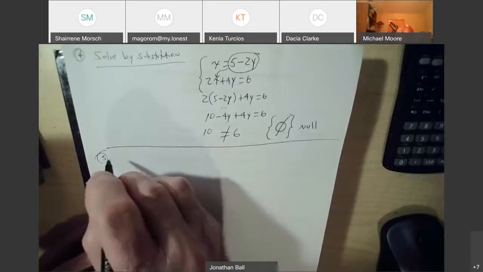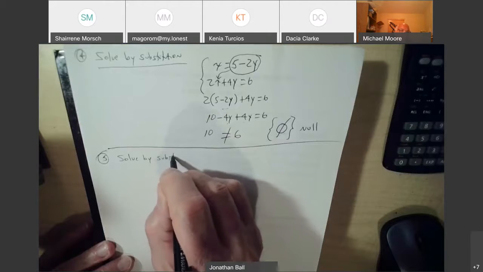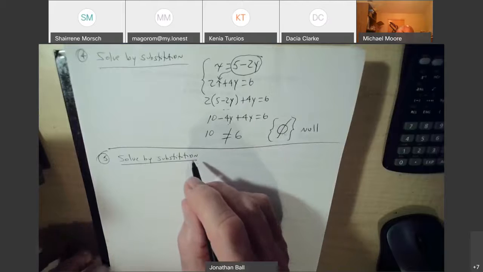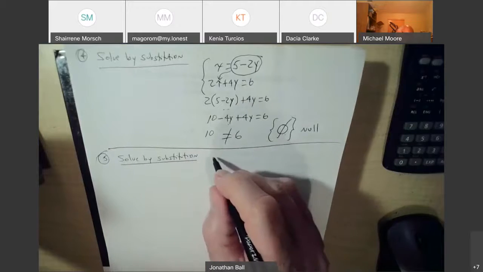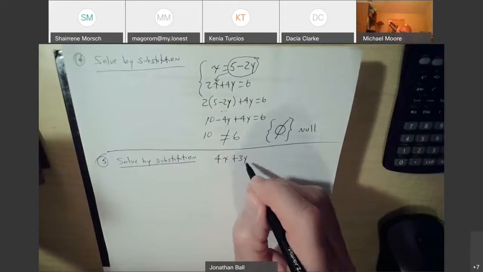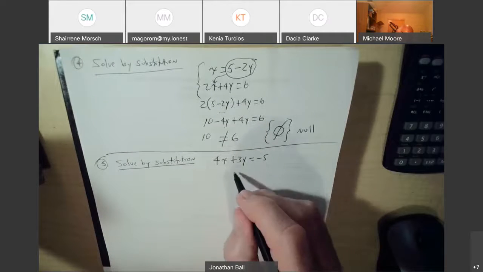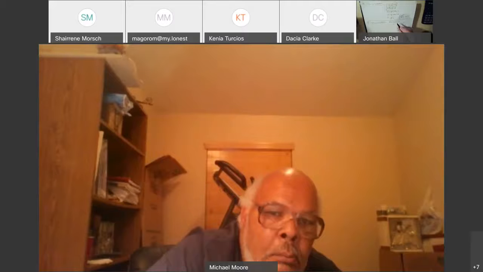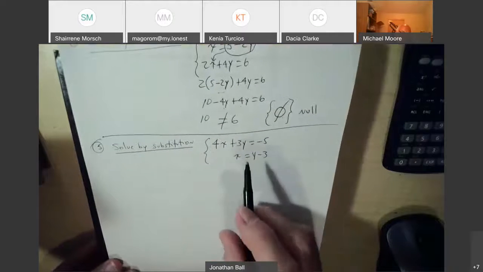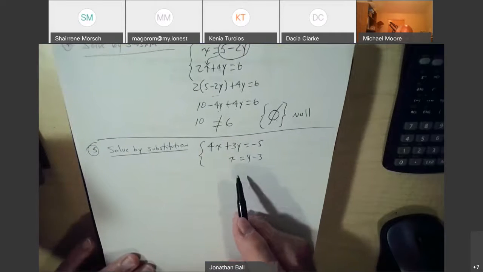Good Lord, how many of these substitutions? Solve by substitution, number 5. Why did I put this same boneheaded problem in here?